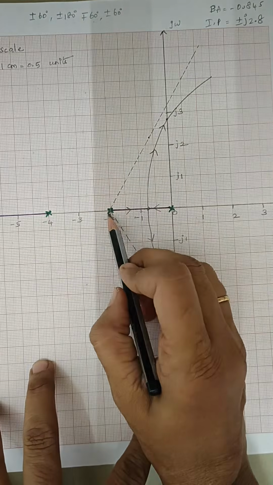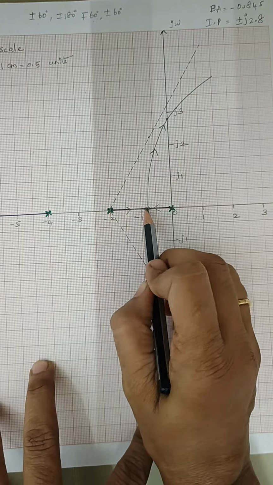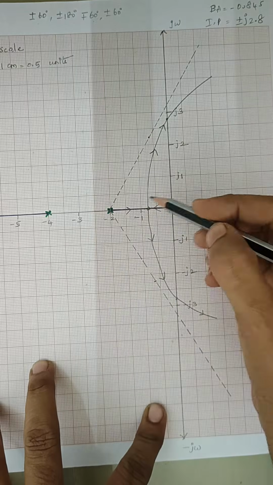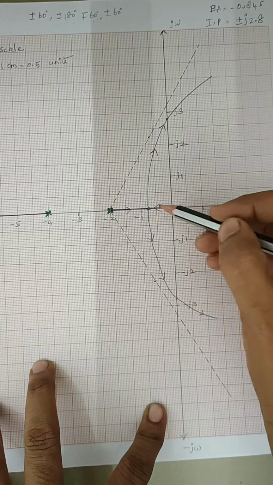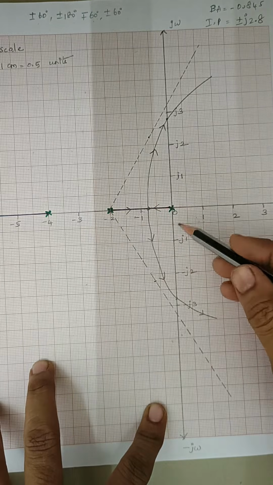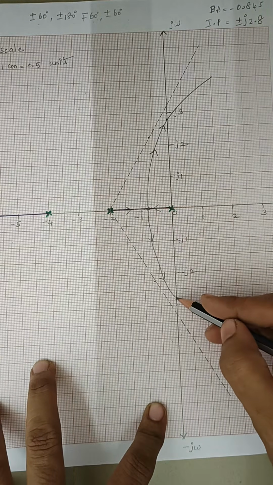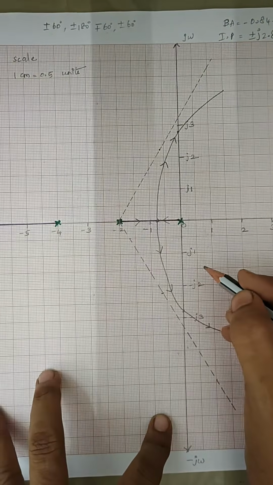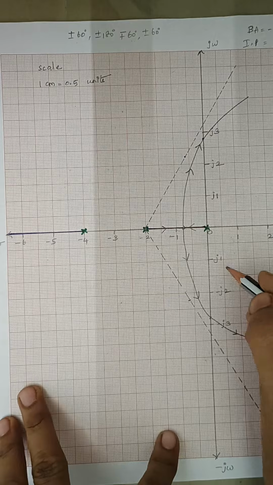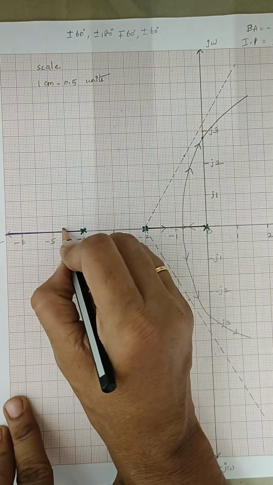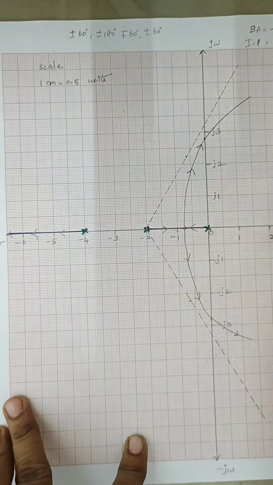Right. And another branch starts at this pole. It gets breakaway at this point. It starts from this pole, travels and again breaks away and crosses the negative imaginary axis at this point, minus 2.8j. Right. Then our third branch of the root locus starts at minus 4 and extends up to infinity.